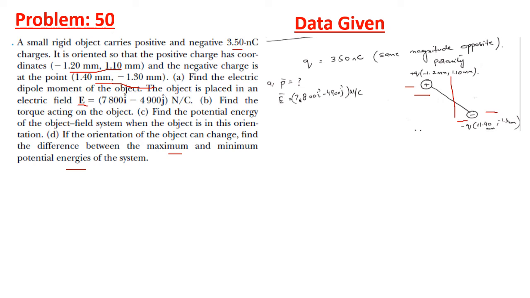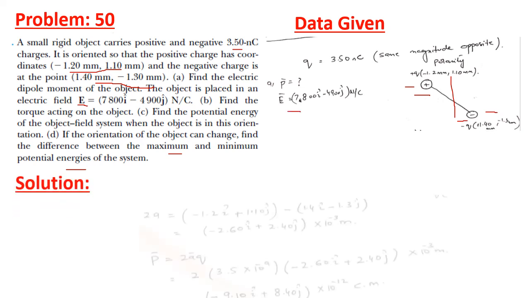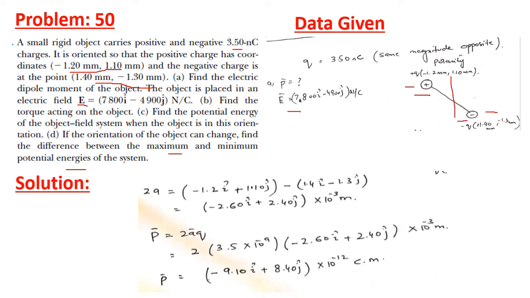The magnitude of the charge is given, that is 3.5 nanocoulombs. I have to find P, the electric dipole moment, and E is given. It will be a simple formula: I know that the electric dipole moment is equal to 2aq, where 2a, the separation between these two charges, can be calculated using the coordinates already given. I have the coordinates of my positive charge and of my negative charge. Simply subtract them and I'll get my 2a, the distance between these two charges.